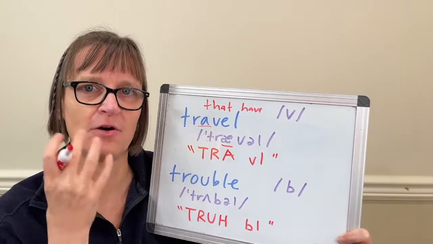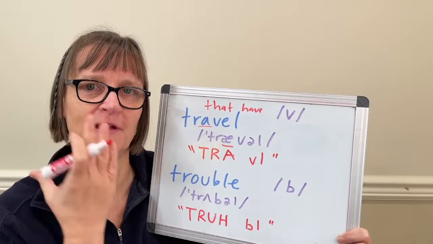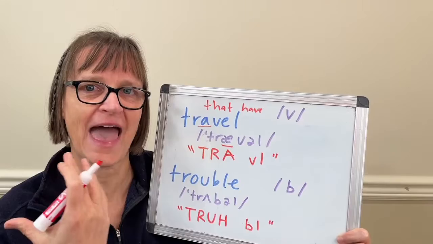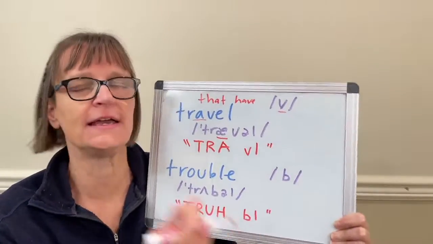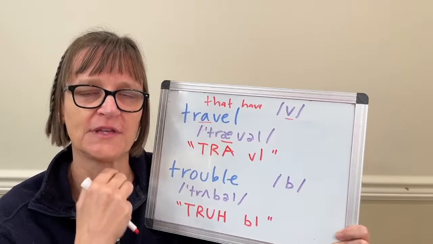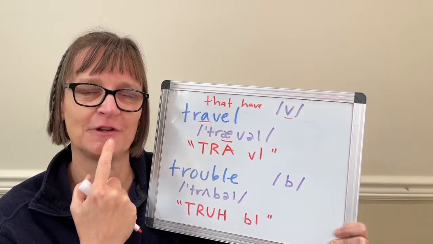The A vowel is an open front vowel. The back of my tongue is lifted, my jaw is fairly open, and the resonance is in the front of my mouth. Travel. Then we have our V sound, and the V sound is a voiced sound. It's a continuant sound, and it's made with the upper teeth and the lower lip together.